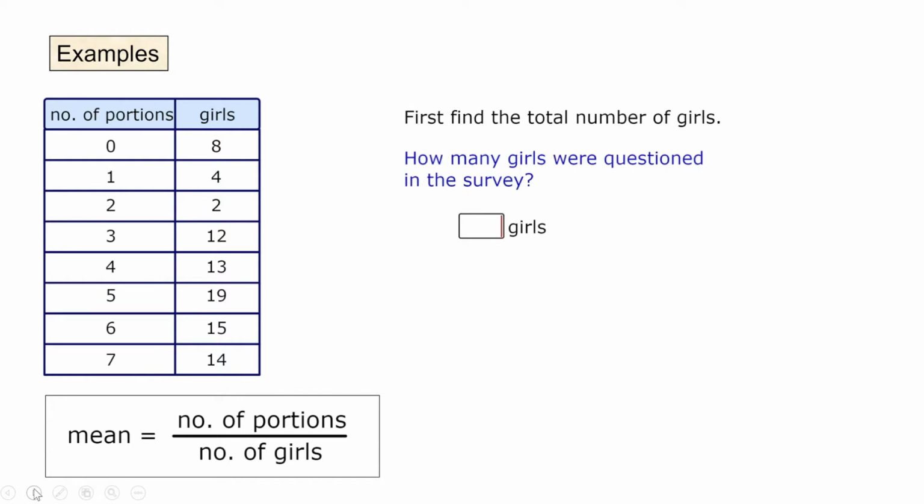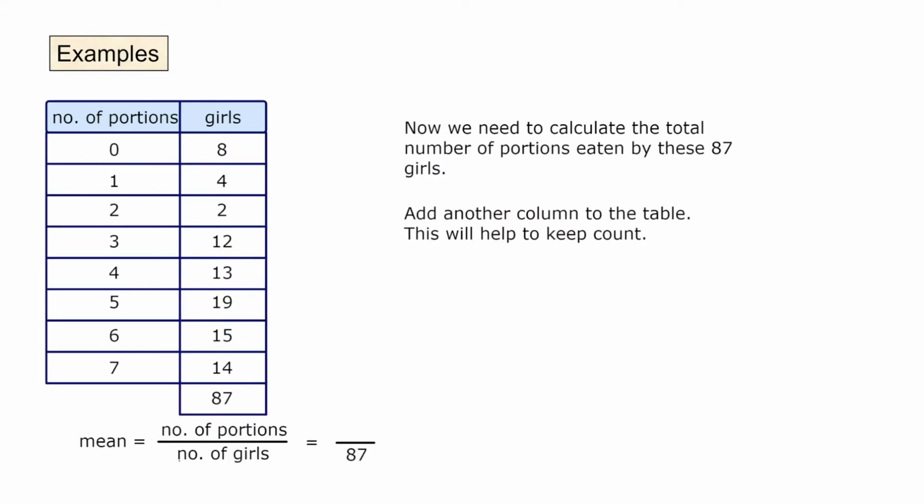First of all, let's find the total number of girls. How many girls were questioned in the survey? How we would do this is add up the amount of girls here. You are allowed to use a calculator. If you have a calculator with you, type those in and find the total number of girls. You should have had an answer of 87 girls. So now we have the total number of girls, which is 87.